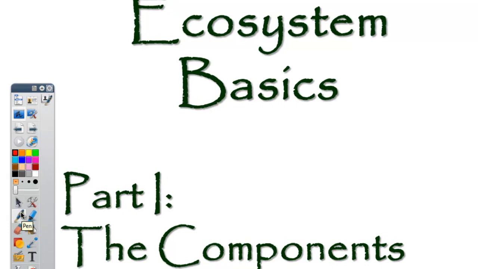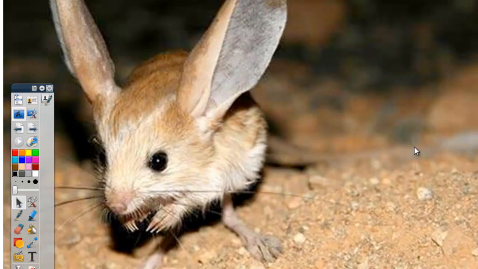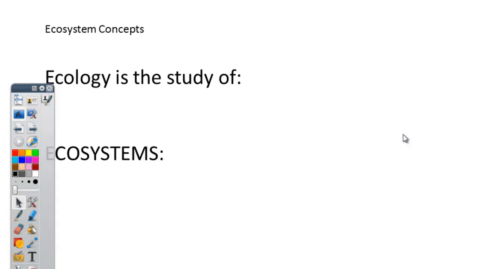Today's lesson is on ecosystem basics, and we would like to get you started with part one, the components. So you want to be ready to take notes, and we'll get started. But make sure that before we get started, you are wide awake, ready to go, and listening very carefully, because there's some very important information we're going to be going over here. All right, so let's start off.